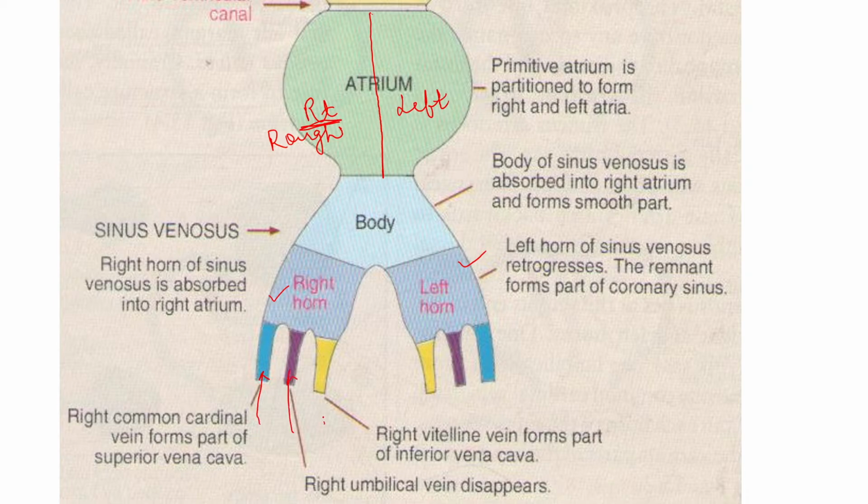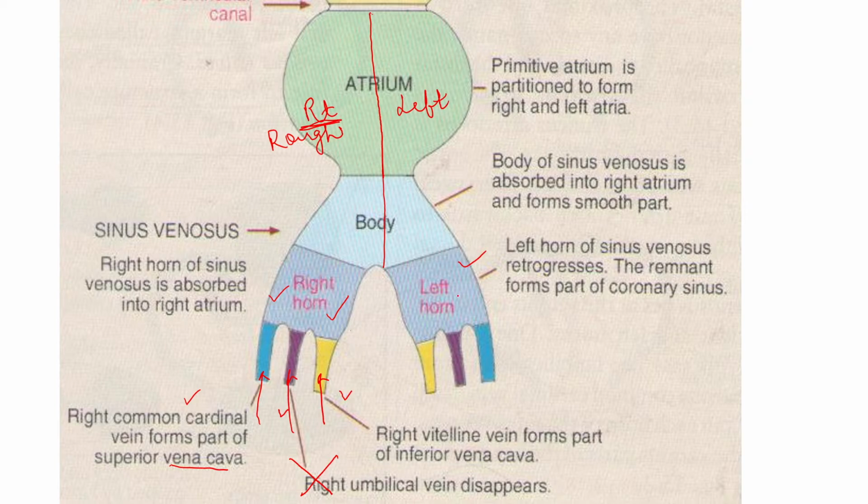Now, these two horns, right and left horn: you can clearly see here that all the major veins open into these horns of the sinus venosus, and these veins are the common cardinal veins, umbilical veins and the vitelline vein. Out of these, the common cardinal veins will form part of the superior vena cava, the right umbilical vein will disappear and the vitelline vein will form a part of the inferior vena cava. So, by these veins we are clear that the right horn of the sinus venosus will definitely form the posterior smooth part of the right atrium.